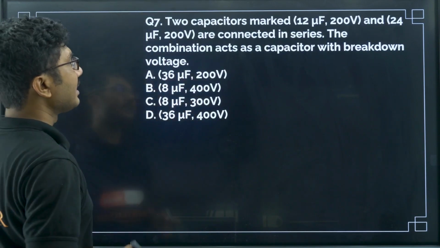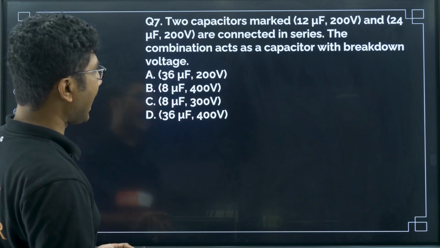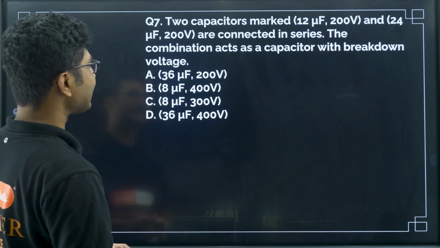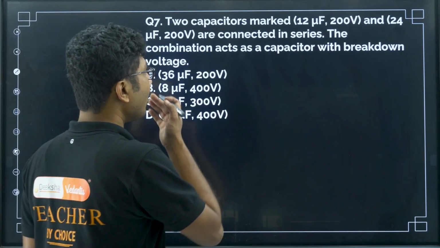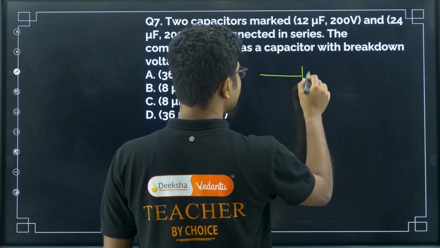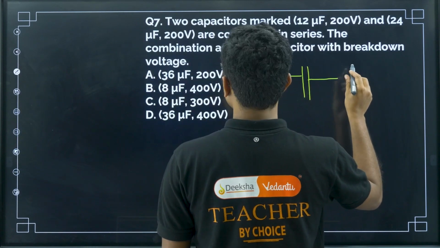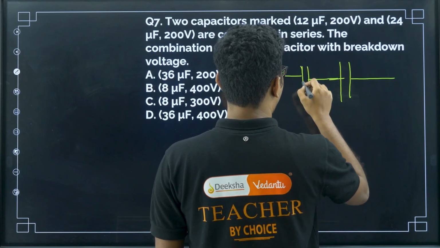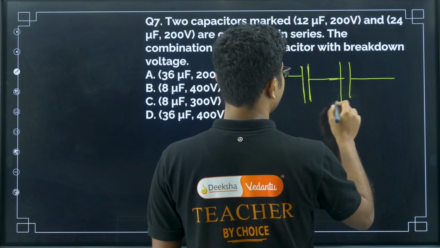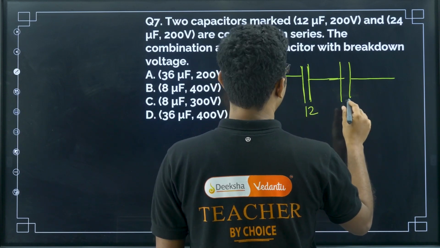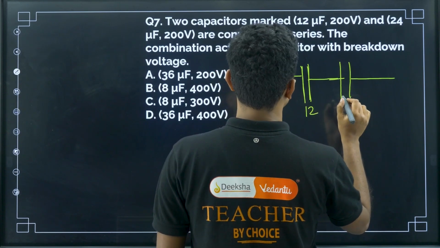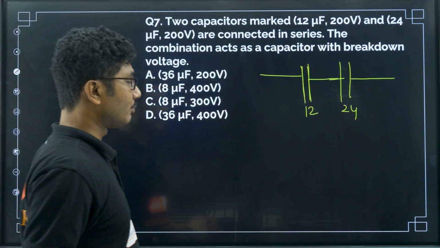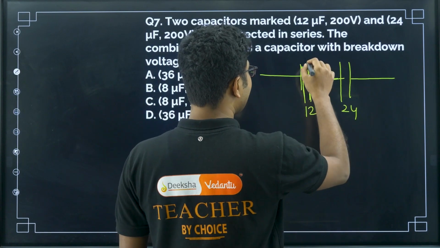Two capacitors marked 12 microfarad 200 volt and 24 microfarad 200 volt are connected in series. The combination acts as a capacitor with breakdown voltage. So now here we have 2 capacitors, 12 microfarad 200 volt and 24 microfarad 200 volt. They are connected in series. Okay, in series what happens? Their potential increases.